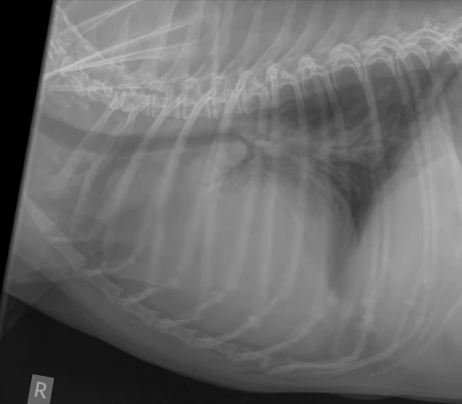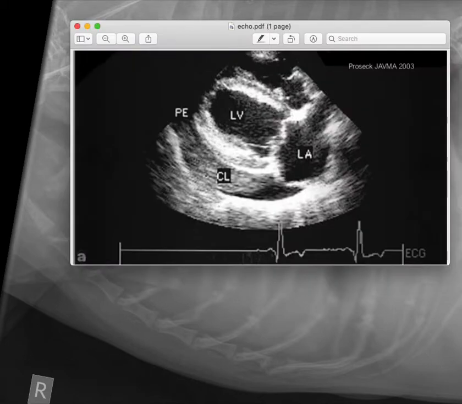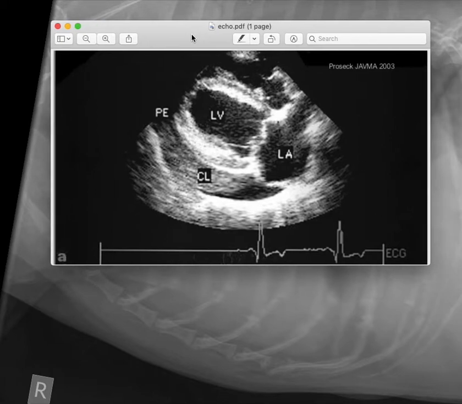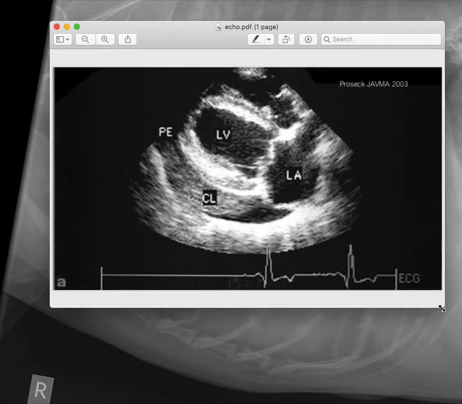I can't show you an echo for this case specifically, but I do want to pull up an example from a report that was posted in JAVMA back in 2003. When you find a suspicion of pericardial fluid from radiographs, an echo is a great next step. The echo allows you to confirm whether pericardial fluid is present or not, and it also will allow you to sample that fluid or, if needed, relieve cardiac tamponade.